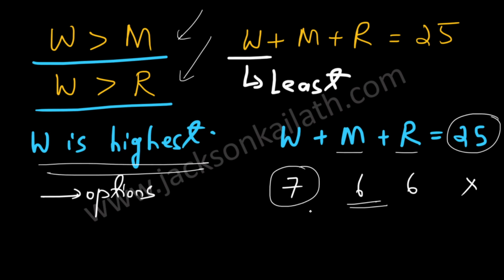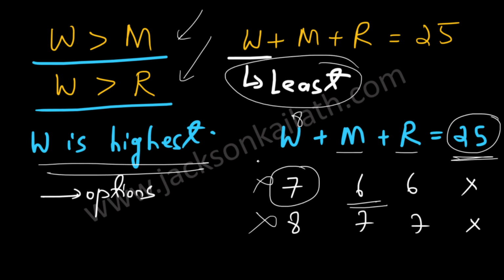Now let's try option B, which is giving W the value of 8. If I give W the value of 8, the maximum I can give to M and R is 7. So 8, 7 and 7. Let's add it up. 7 plus 7 is 14, and 14 plus 8 is equal to 22. Again, that's not equal to 25, so this is also wrong. So these two options are wrong. Now, we are trying to find the least value, so in the options I'm going from the lower to the larger value. So 7 is out, 8 is out.